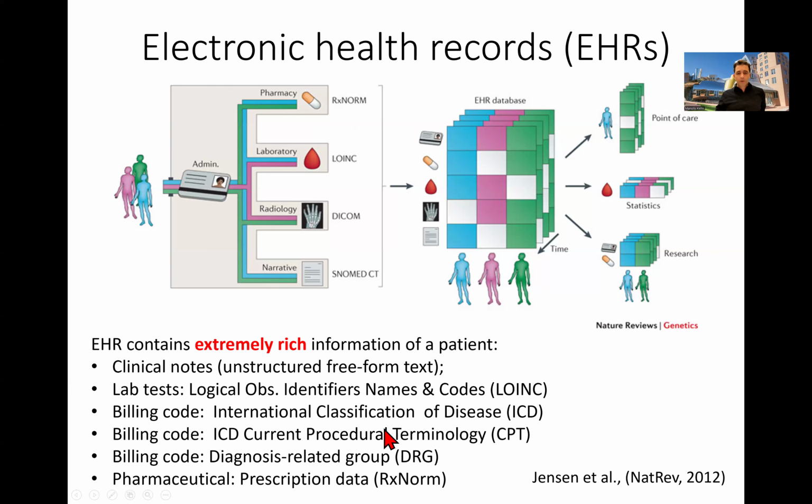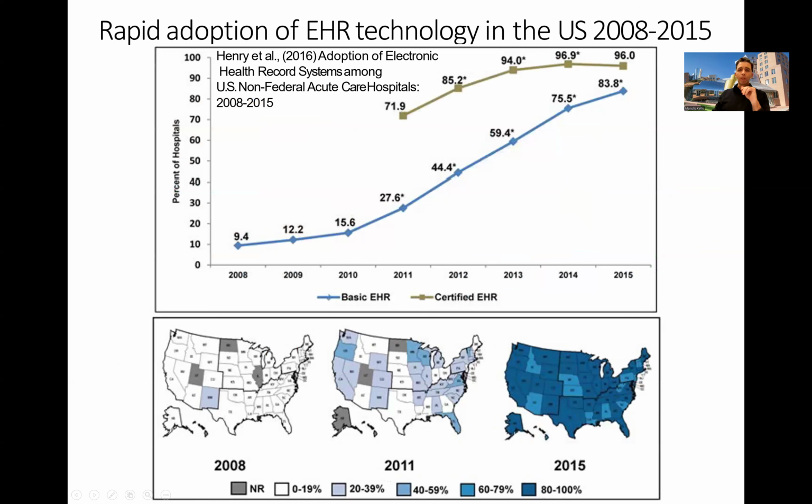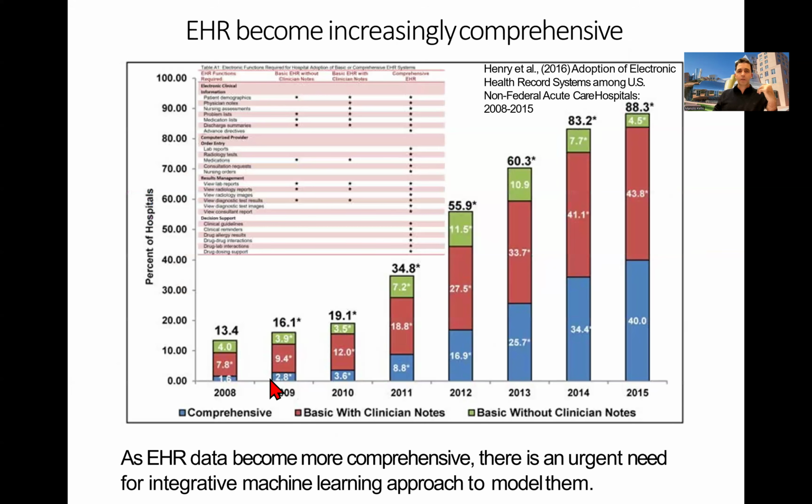And there's both classification of disease as well as procedural terminology and diagnosis-related groups or DRGs. And then you also have prescription data. Everybody with me so far? And again, these have been extraordinarily rapidly adopted. You now have electronic health records nearly everywhere, and they're becoming more and more comprehensive, okay?